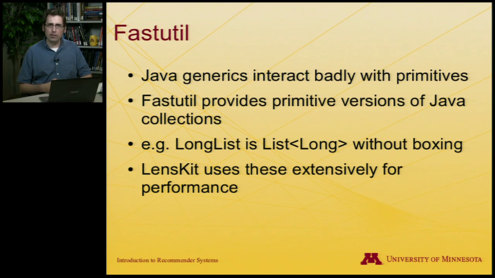For example, it provides a long list interface, which implements list of long, but allows you to access the numbers in the list without incurring the overhead of boxing or allocating an object that wraps the primitive long. LensKit uses collections from FastUtil extensively for performance. You'll see in the LensKit source code many long lists, long to double maps, and things like that.